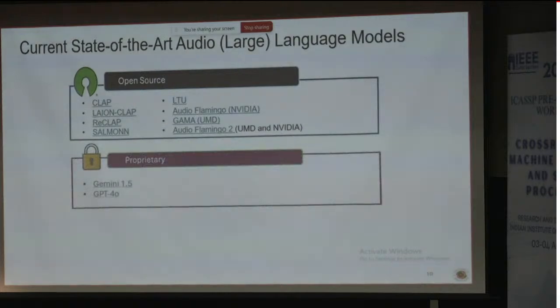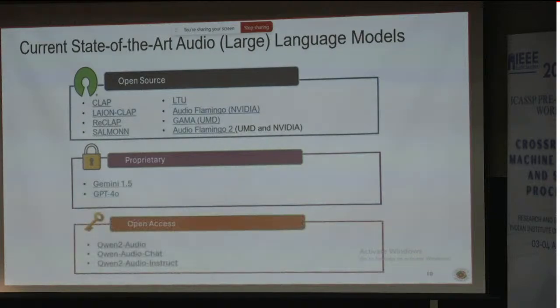Some of the most sophisticated models, guess what? They're not open source: the Googles and the OpenAIs, ChatGPT and GPT-4. Then there's a third category called open access, somewhere between closed and open. There's a model coming from China, Qwen2-Audio-Chat-Instruct. So clearly you can see the academic groups and the big companies. Of course Google and OpenAI have huge resources, and they can definitely do a lot more.